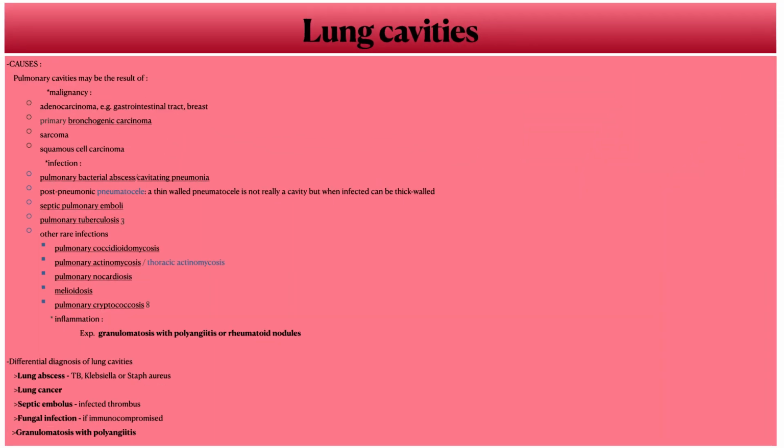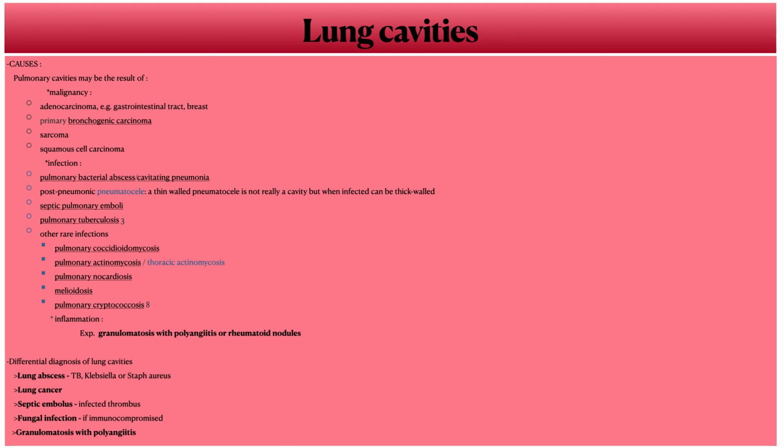Then we're gonna talk about causes and differential diagnosis of lung cavities. So pulmonary cavities may be a result of malignancy, infection, or inflammation. For malignancy, for example, cavity in pulmonary metastasis or primary bronchogenic carcinoma, squamous cell carcinoma, sarcoma, etc. For the case of infection, we can have pulmonary tuberculosis, cavitating pneumonia, and so on.